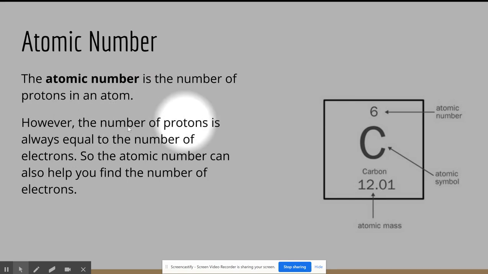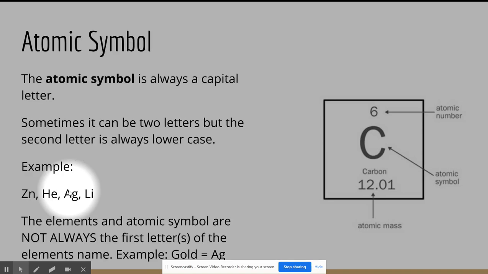However, the number of protons is pretty much always equal to the number of electrons. That's not always the case, but for the vast majority of this class and everything we're going to be doing, that is going to be the case 99.99999% of the time in our physical science class. So if you want to think about protons matching the number of electrons, it works out. So the atomic number can also help us figure out the number of electrons.